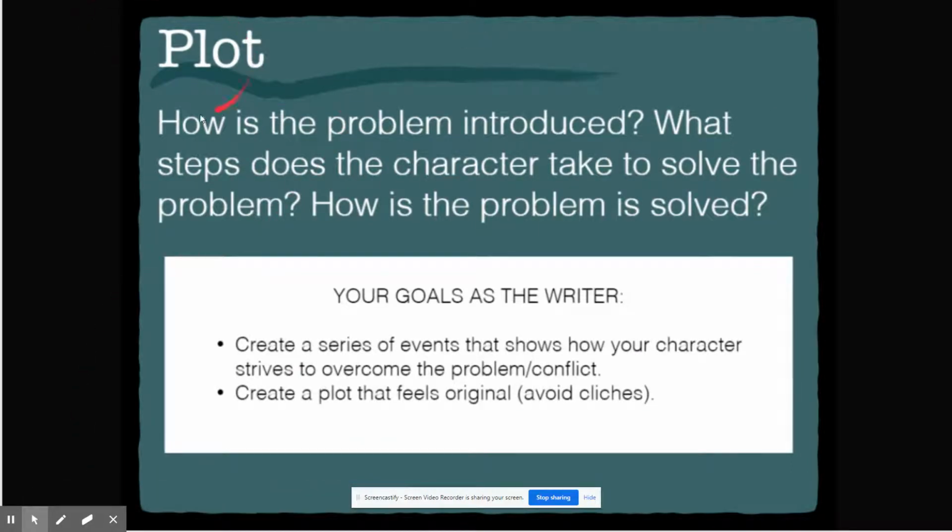Now, a plot, right? A plot is how that problem is introduced. So where's that beginning, middle, and end in a story? Okay, so what steps does the character take to solve the problem? How is the problem solved? We as writers want to create a series of events that show how the character strives to overcome the problem and conflict in a story. And that creates a plot that feels original and avoids clichés, something that's overused.